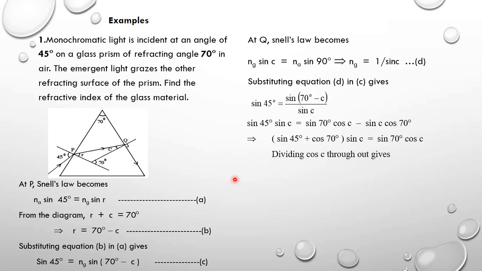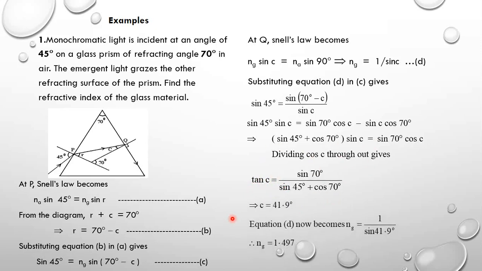Dividing through by cos of C, we shall have tan here, and then this will be 1, and then we divide by sine of 45 degrees plus cos of 70 degrees. Then we shall remain with tan of C as sine of 70 degrees divided by sine of 45 degrees plus cos of 70 degrees. And then we shall get the tan arc of this, which will give us C as 41.9 degrees. But remember, from equation D, we have NG is equal to 1 over sine C.